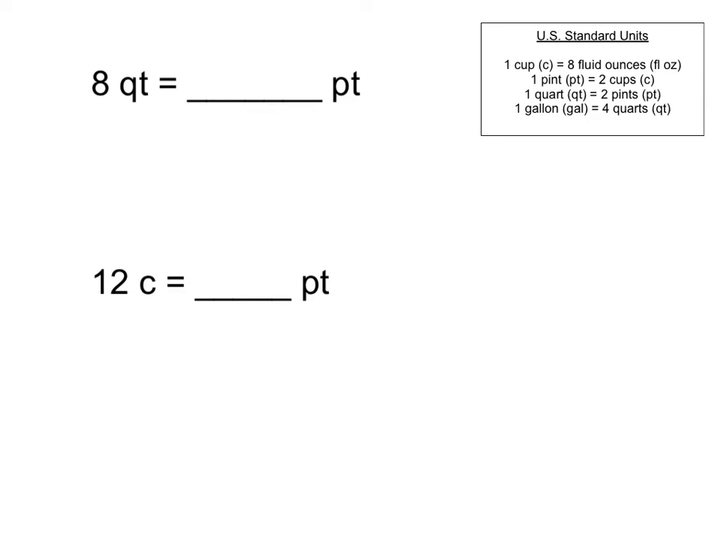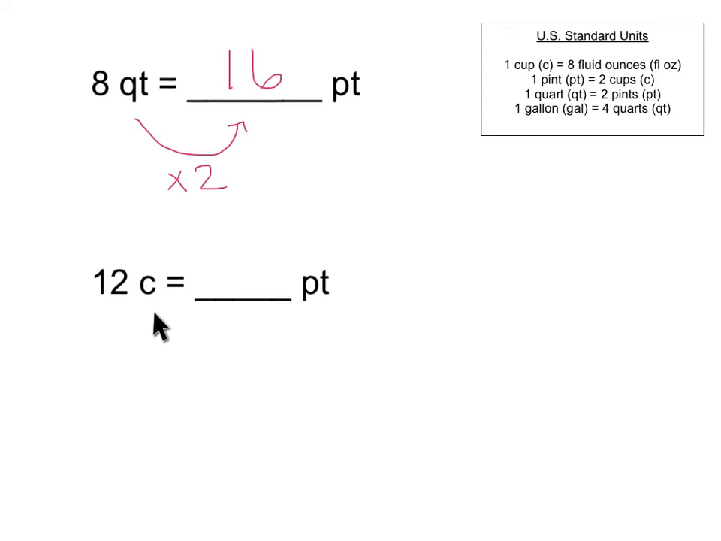Here we have 8 quarts equals a certain amount of pints. So I know that quarts is a larger unit of capacity compared to pints. So I'm going to need to multiply by the number of pints in a quart, which is 2. So 8 times 2 is 16, and that tells me that 8 quarts equals 16 pints.